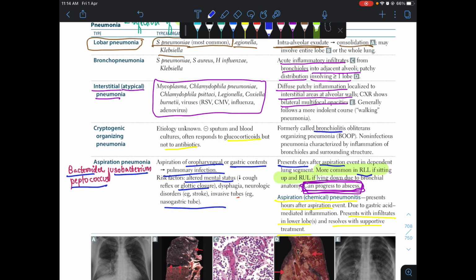This is also called bronchiolitis obliterans organizing pneumonia, that is BOOP. Here there will be no infectious agents. This is called non-infectious pneumonia. There will be inflammation of the bronchioles and surrounding structures, but the causative organism will not be there and cannot be found on sputum and blood cultures. This is the main important point to be remembered: BOOP, that is bronchiolitis obliterans organizing pneumonia.